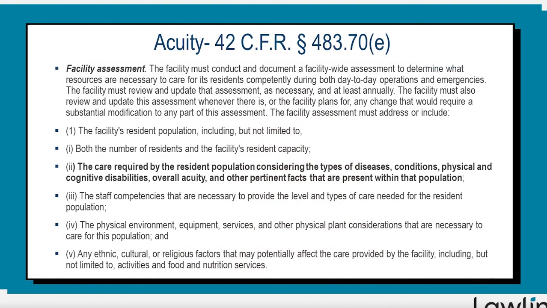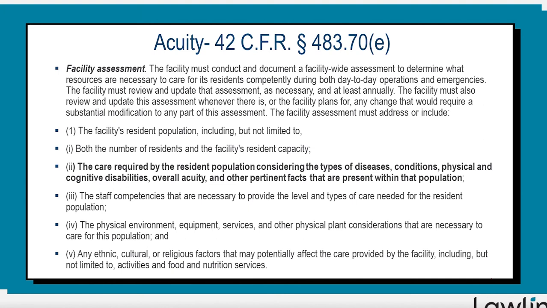So the facility's resident population, including but not limited to both the number of residents and the facility's resident capacity, must be addressed. The care that is required by the resident population, considering the types of diseases, conditions, physical and cognitive disabilities, overall acuity. This is the portion of the facility assessment that addresses acuity, and other pertinent facts that are present within that population.